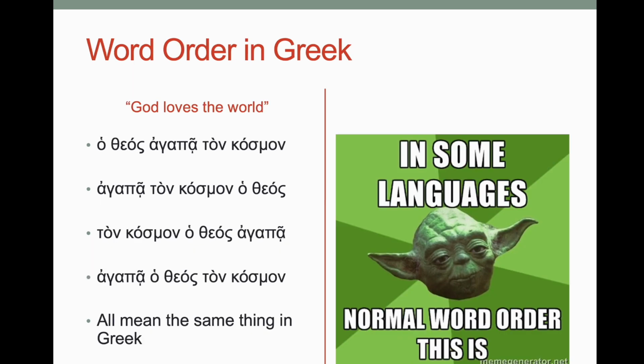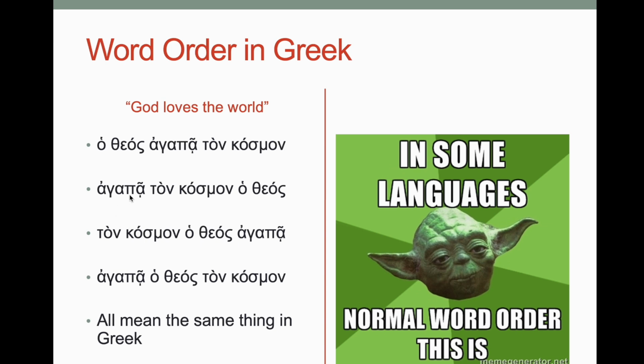Here's an example. God loves the world. I put up four sentences there, which translate that English into a Greek sentence. And all of them say the same thing. Theos agapa ton kosmon. There you see subject, verb, object, but Greek word order is flexible.